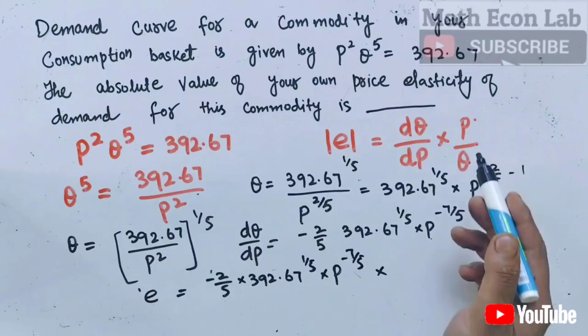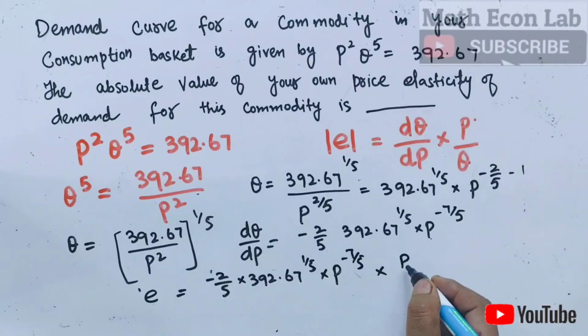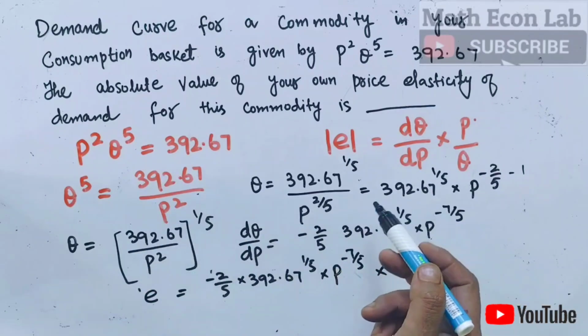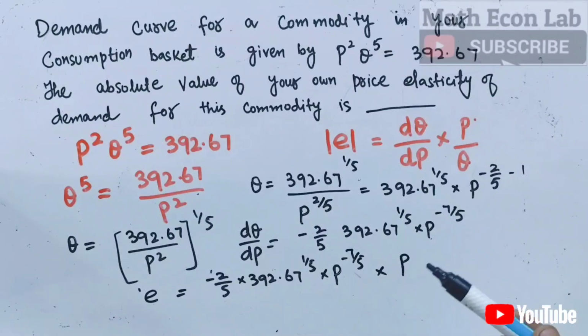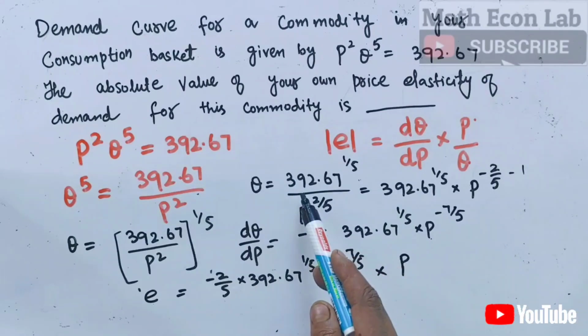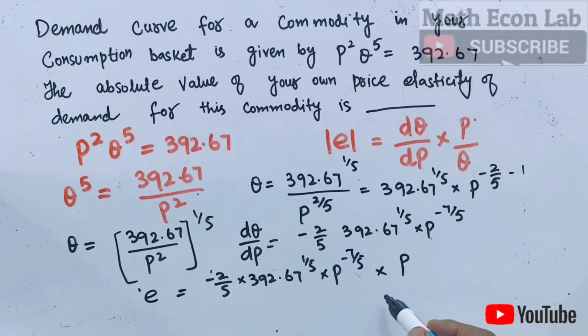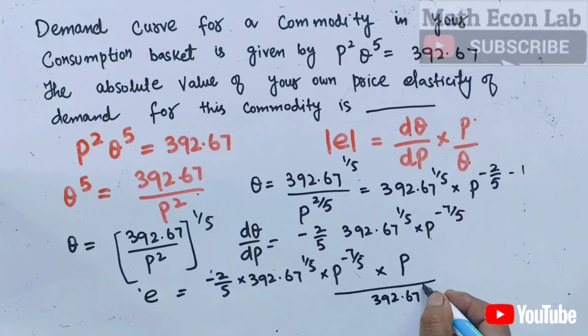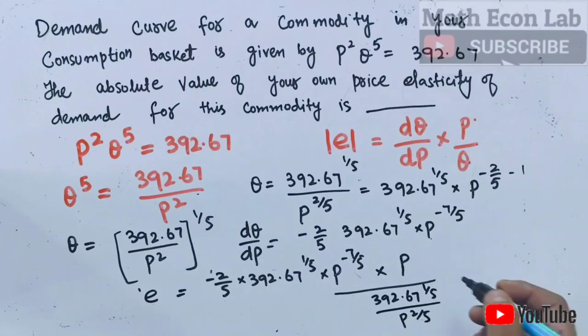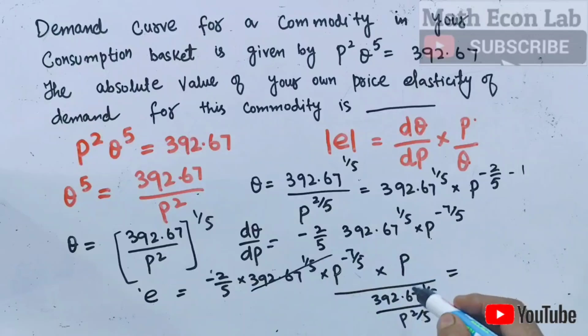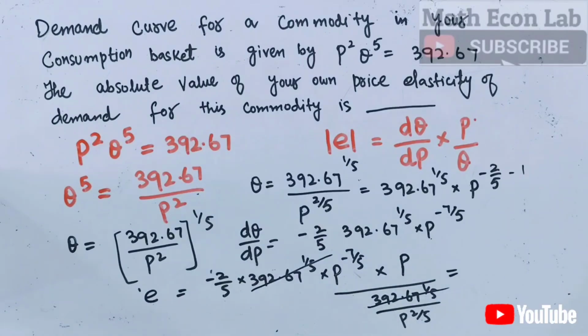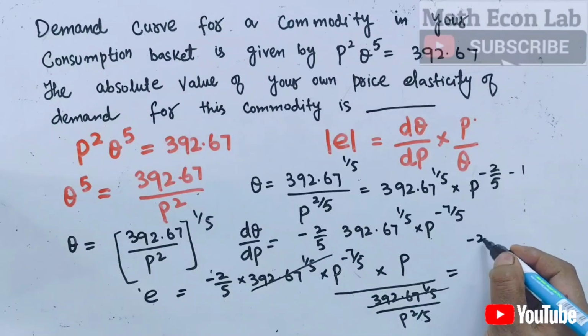To this we multiply p divided by q. What is q? Q is this very function, so q is 392.67 raised power 1 upon 5 divided by p raised power 2 upon 5. Solving further, first the 392.67 terms get cancelled, so we get minus 2 upon 5.